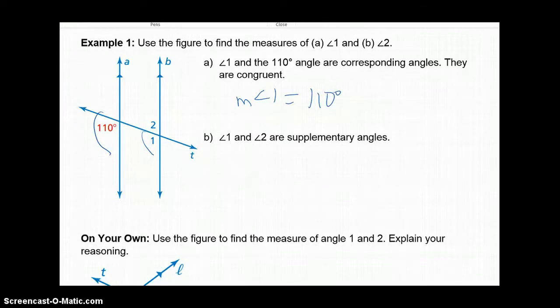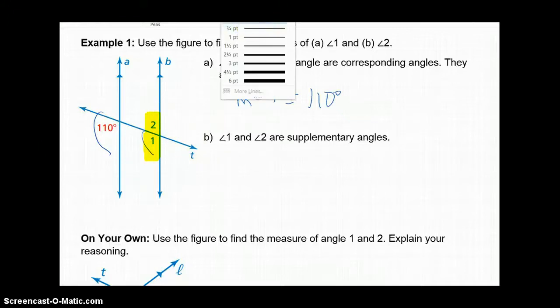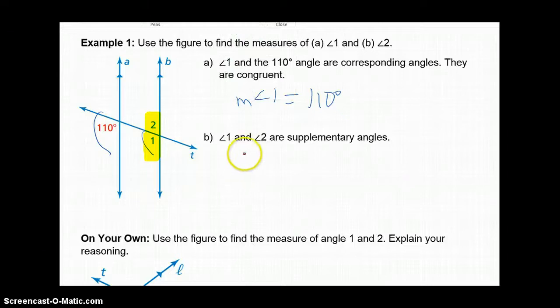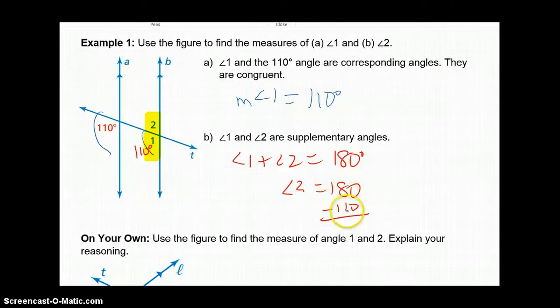Okay, so now we can look at angle 1 and angle 2. Here's angle 2, here's angle 1. Notice what they form. They form a straight angle. They're supplementary. So the two of them added together form a straight line at 180 degrees. So angle 1 plus angle 2 equals 180. Then we should be able to subtract off angle 1. Let's fill it in. Now we know that it is also 110. So angle 2 should equal 180 minus 110, which would give you 70 degrees. The measure of angle 2 is 70 degrees.